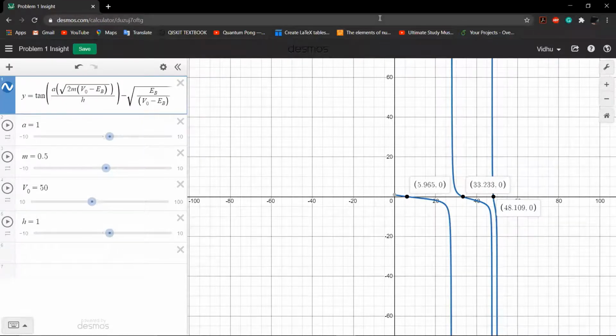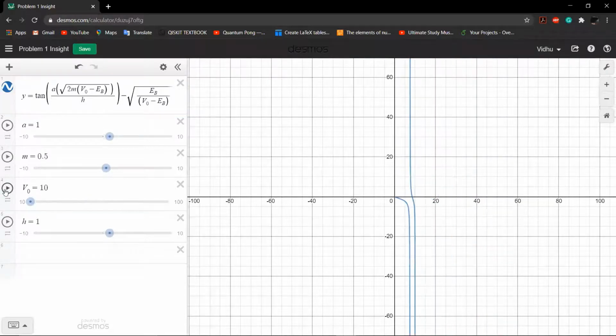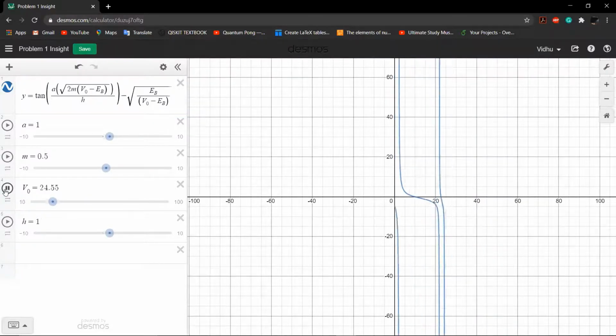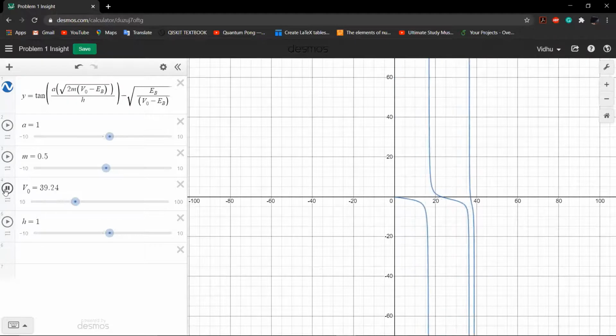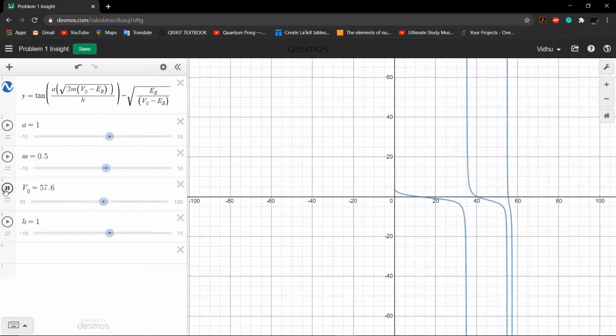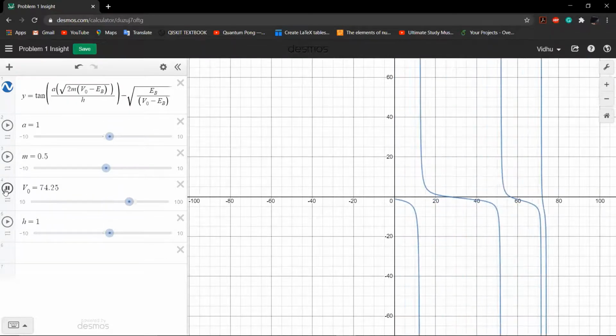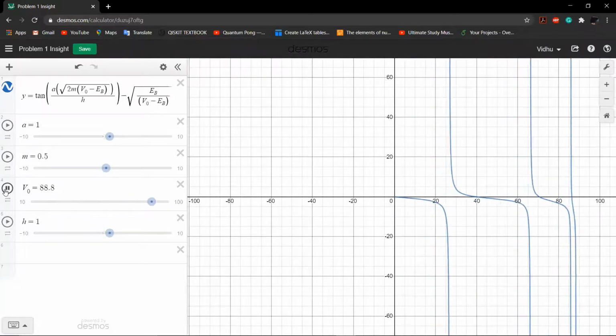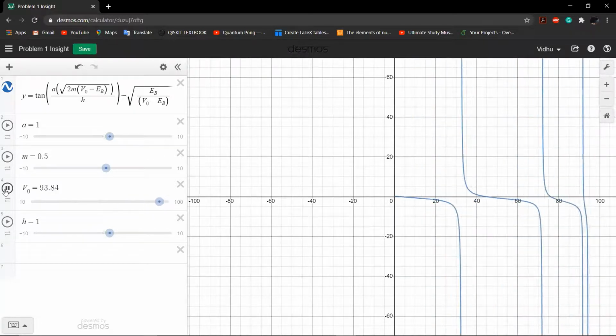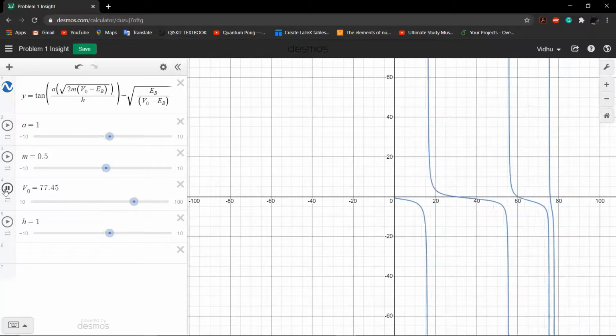So now I'll go back. I'll show you how it keeps changing. Just a minute. Okay, this is as your V naught keeps changing, how the number of bound states increases. Not just that, the value of your bound state becomes deeper. Okay, so now it's coming back to about 10.